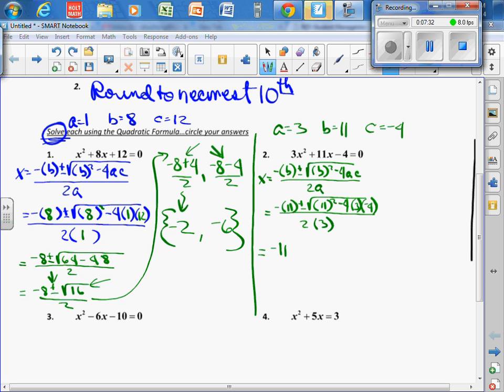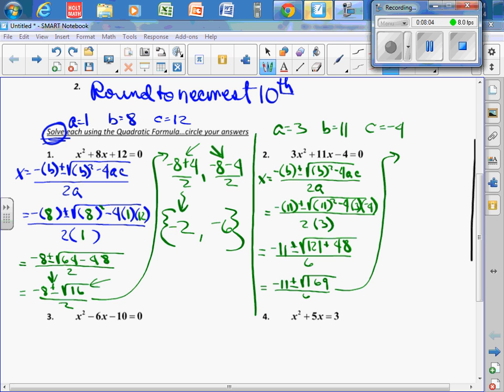Negative 11 plus or minus the square root of, well, 11 squared is 121, minus 4 times 3 times negative 4. See that double negative there? That's going to give us a plus. 4 times 3 is 12 times 4 is 48 over 2 times 3 is 6. Negative 11 plus or minus the square root of 169 over 6. Two different answers now. What's the square root of 169? 13, right? So we're going to have negative 11 plus 13 over 6 and negative 11 minus 13 over 6.